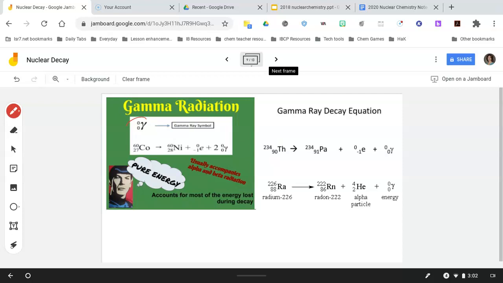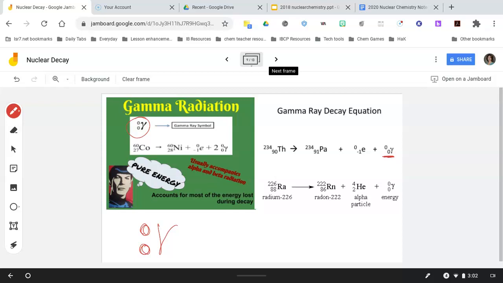All right, the next one's super easy. It is called gamma radiation. Now, gamma radiation is pure energy. This is the symbol for a gamma particle. It's a Greek symbol, gamma. Looks like a funny Y. It has no mass and it has no charge. And so its presence, if you look here, does not change any of the things we've looked at so far.